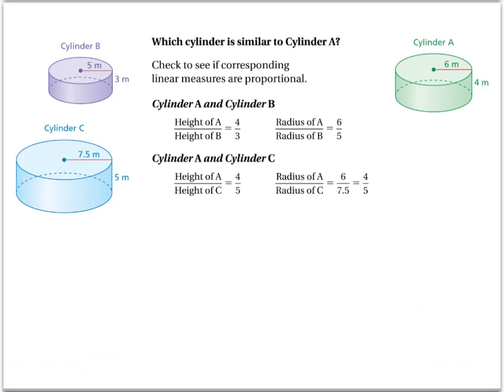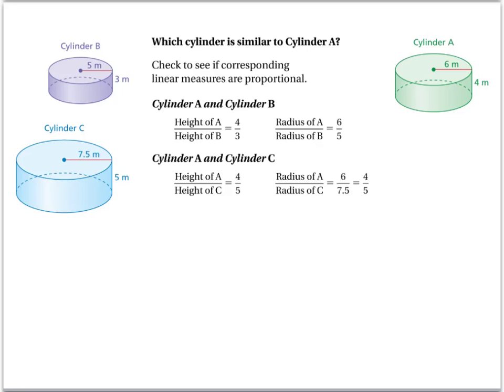Alright, this is looking at more similar figures here. Cylinder A over here has a radius of 6 and a height of 4, and we want to know if they are similar to cylinders B or cylinder C. They give you the height of A, which is 4. The height of B is 3, so we have a ratio of 4 to 3. And the radius of A is 6 to the radius of B is 5. So we got 4 to 3 and 6 to 5. Cylinder A to C, we have the same situation. Height of A, height of C, radius of A, radius of C. So we have to figure this out.